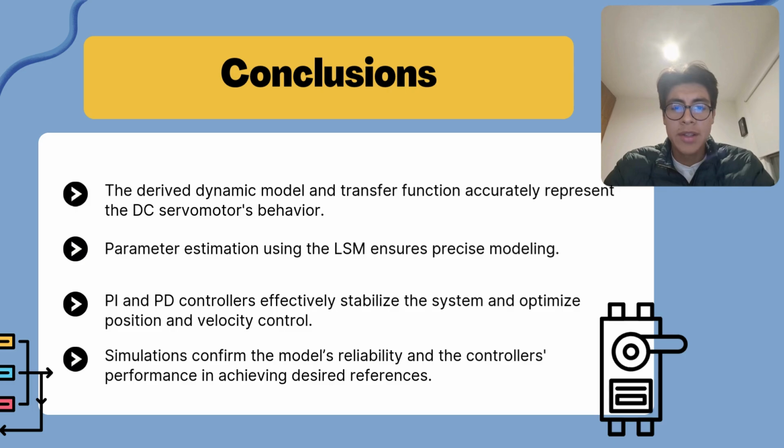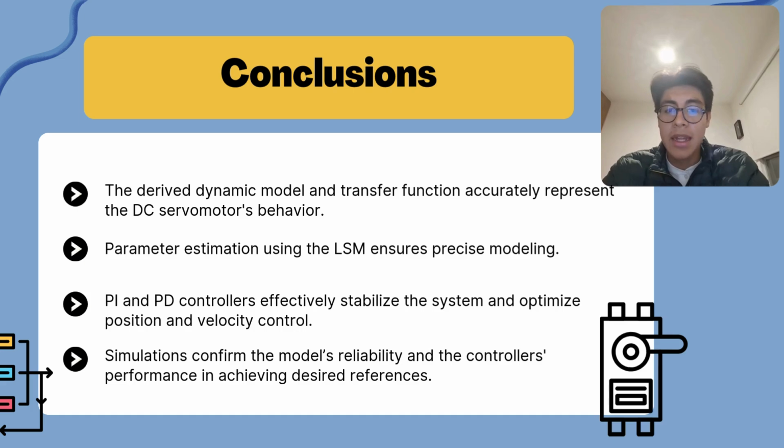To conclude our project, we can see that the derived dynamic model and the transfer function accurately represent the DC servomotor's behavior, considering the electrical damping and the mechanical damping. We can estimate our parameters using the least square method, which ensures precise modeling. The PI and PD controllers, respectively, effectively stabilize our system and optimize the position and velocity control for a desired input reference.